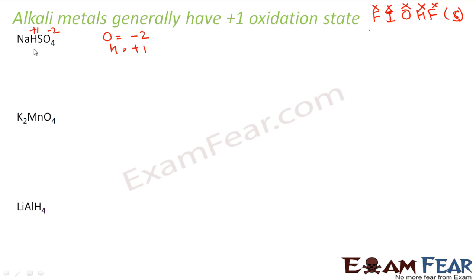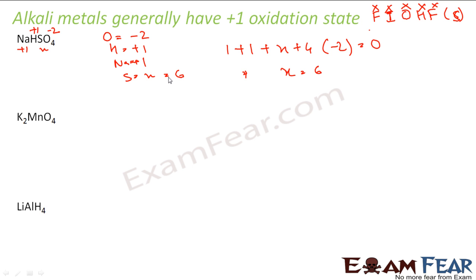Alkali metals have +1 oxidation state. So which is the alkali metal here? Sodium. So this is +1 here. So sodium is +1, and then sulfur I can assume as X, right? Because one I can assume as X, and then I can use the last rule. It becomes sodium, that is 1, plus hydrogen, that is 1, plus sulfur, that is X, plus oxygen, 4 into -2, and total is nothing but 0, right? So if you solve this, you get sulfur X as 6. So the sulfur atomic oxidation state is 6.